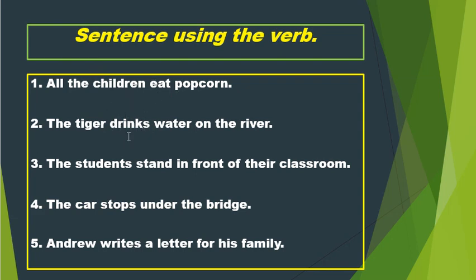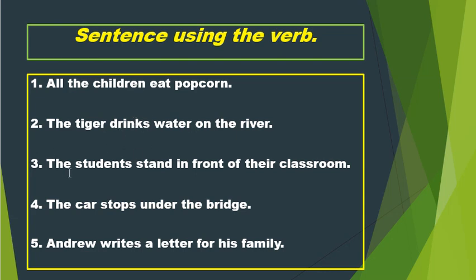A verb is not the same as a noun. When a noun has an s, it is plural. But for the verb, when it has an s, it shows singular. Without s, that is plural. I love. She loves. Like that, you see the difference. So the tiger drinks water on the river means that only one tiger drinks water. Our verb drink becomes drinks.